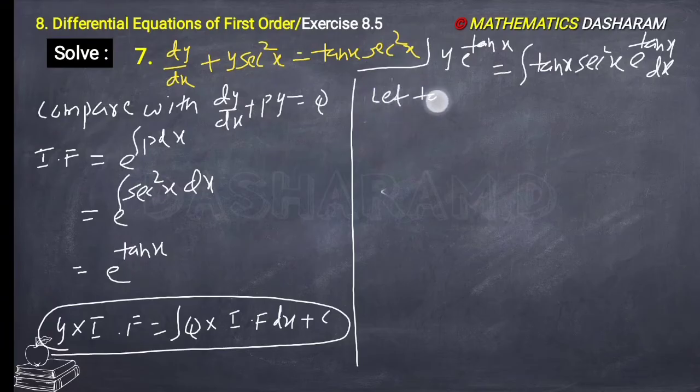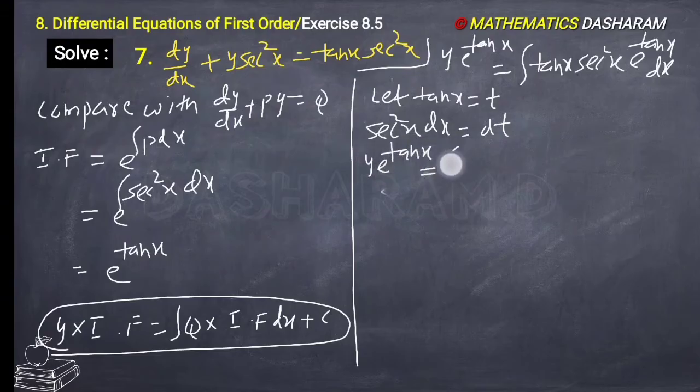here let tan x equals to t and take derivative on both sides. Secant square x dx equals to dt. So substitute these values in the above equation. So integration tan x means t, and e power tan x is e power t, secant square x dx is dt.